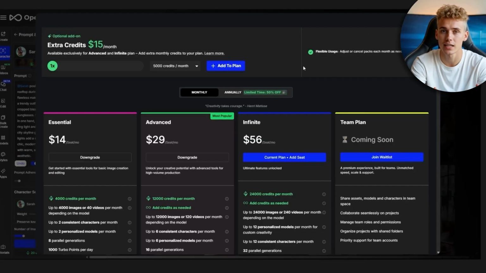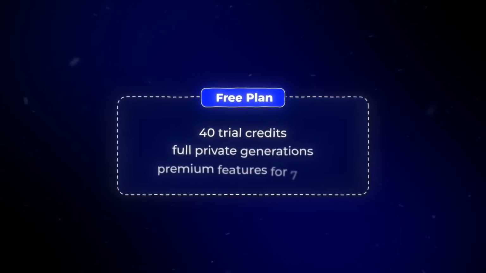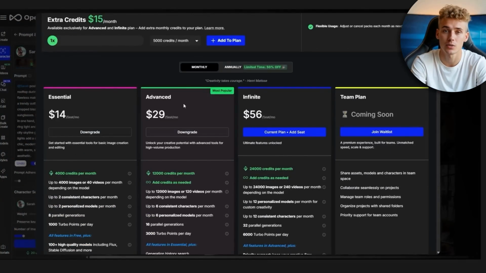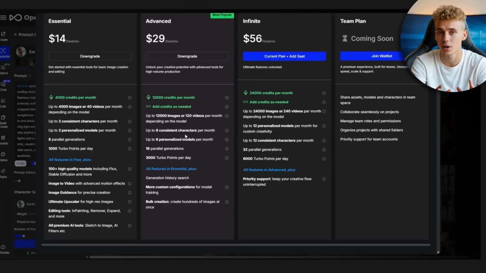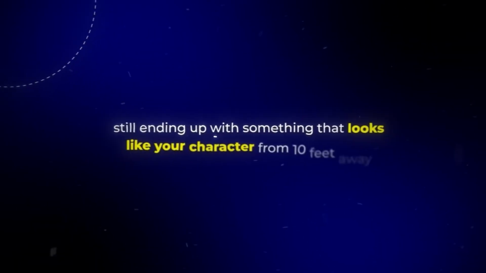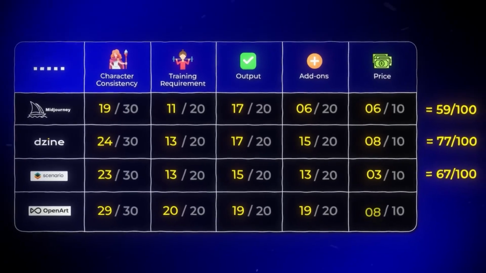Finally, the price. Technically, you don't even have to pay to start. There's a free plan that gives you 40 trial credits, full private generations, and access to premium features for 7 days. Plus, if you hop in the Discord, they toss you another 50 trial credits so you can actually test the real stuff, not just a watered down version. After that, it's $14 a month on the essential plan, or just $7 if you go yearly. So yeah, not free forever, but what you're getting here is crazy for that price, especially if you're used to burning through credits on other platforms and still ending up with something that looks like your character from 10 feet away. Here, you're paying for confidence, so that's an easy 8 out of 10.